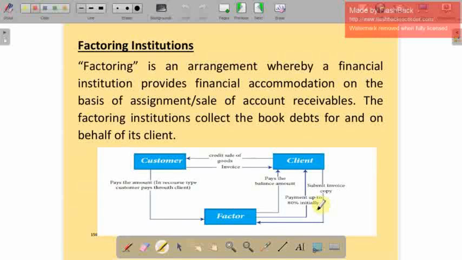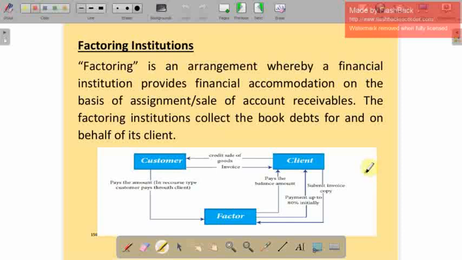Okay, and next one, factoring institution. Factoring is an arrangement whereby a financial institution provides financial accommodation on the basis of assignment or sale of accounts receivable. Can you remember this picture? This picture is in your 11th book, page number 156. So you already studied about factoring.